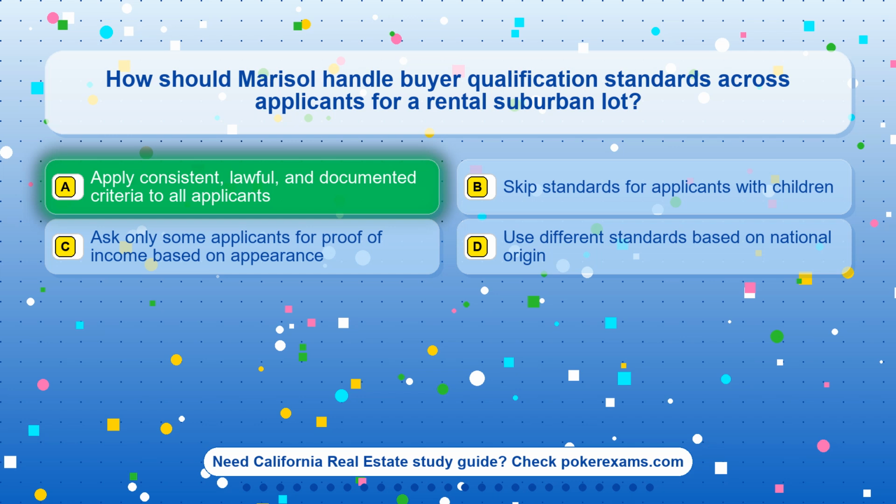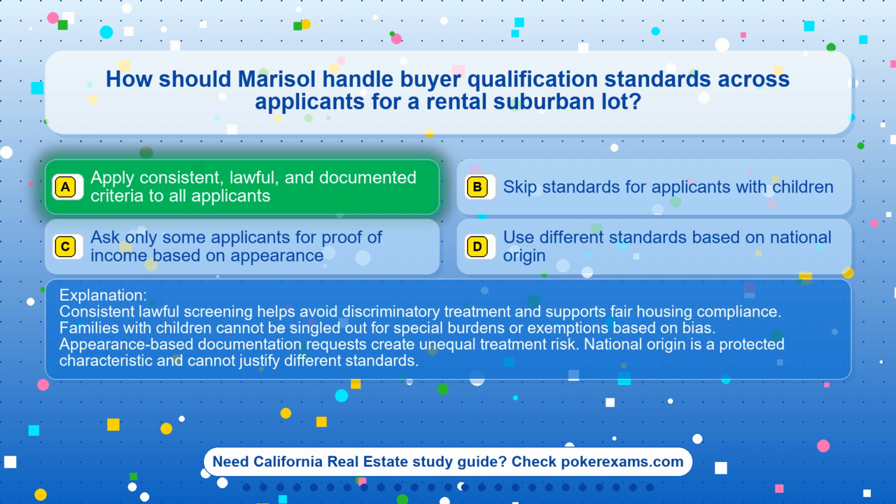The correct answer is option A. Apply consistent, lawful, and documented criteria to all applicants. Consistent lawful screening helps avoid discriminatory treatment and supports fair housing compliance. Families with children cannot be singled out for special burdens or exemptions based on bias. Appearance-based documentation requests create unequal treatment risk. National origin is a protected characteristic and cannot justify different standards.